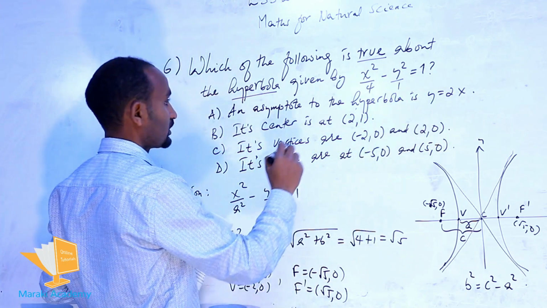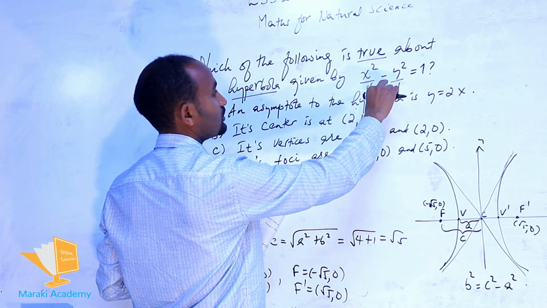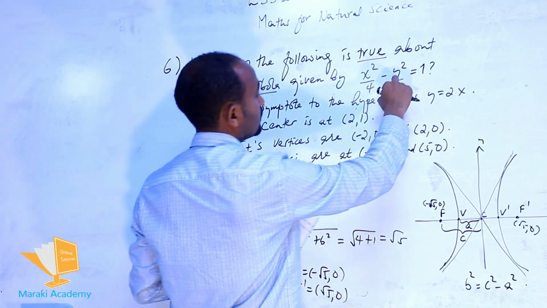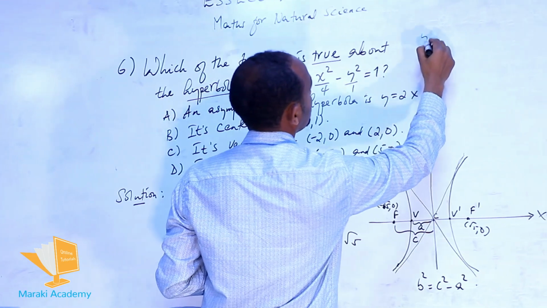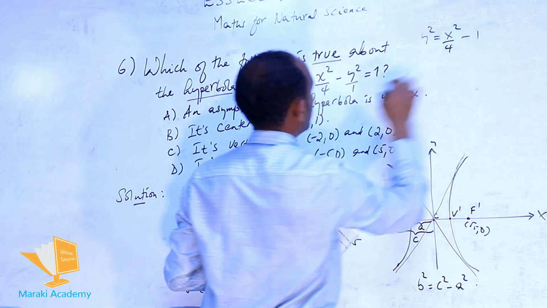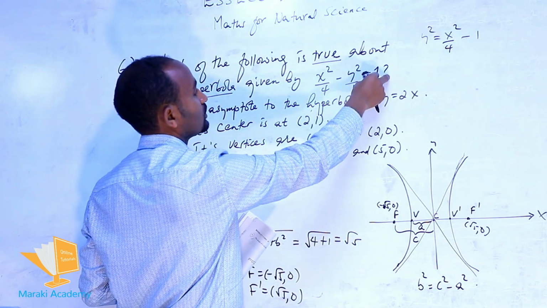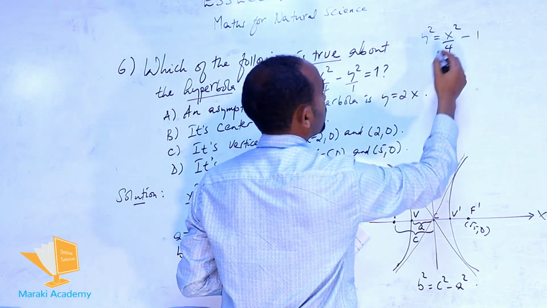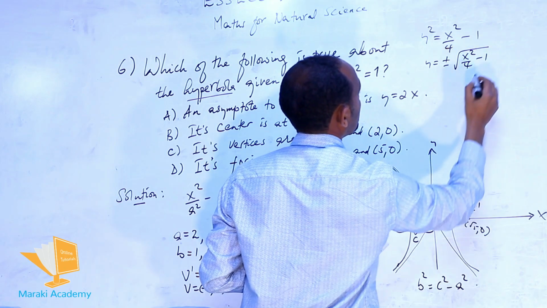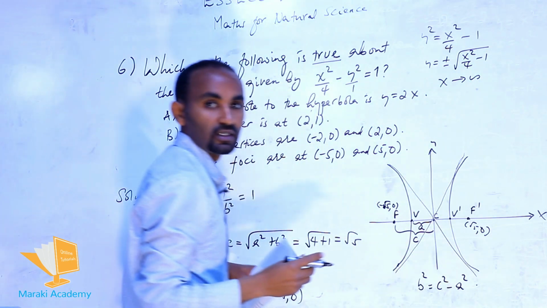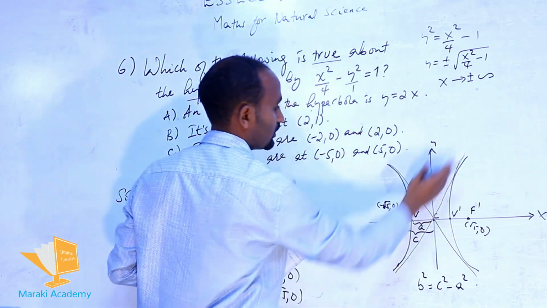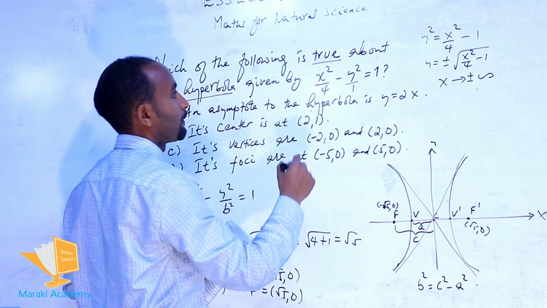How do we know that? Look. We have x squared over 4 minus y squared equal to 1, right? So let's write y in terms of x. y squared is equal to x squared over 4 minus 1. Rewriting this, now y is plus or minus the square root of x squared over 4 minus 1. What happens as x goes to plus or minus infinity?